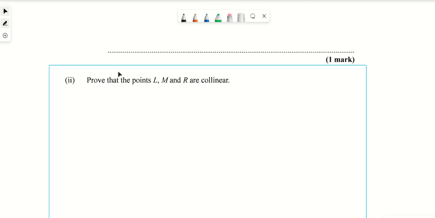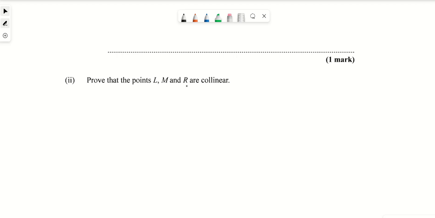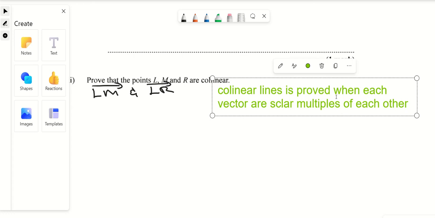So this is part 2. Prove that points L, M, and R are collinear. Now, when we have to prove that they are collinear, first off, you have to make two lines with a point in common. So we will say LM and LR, right? To prove that points are collinear, the vectors have to be scalar multiples of each other. They are on the same line and they are scalar multiples of each other. So let me write down that note. Points are proved to be collinear when the vectors are scalar multiples of each other.